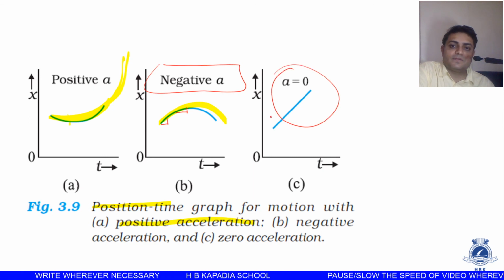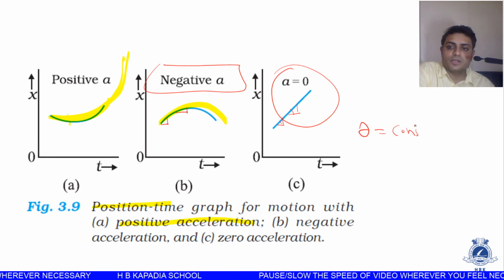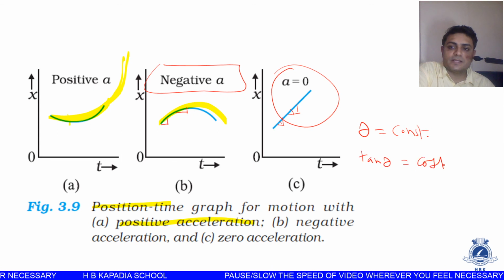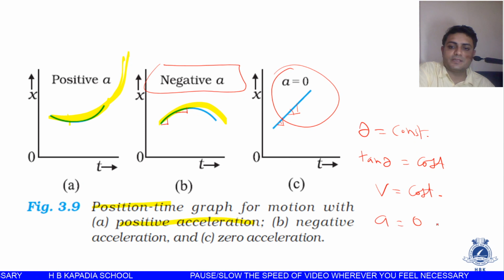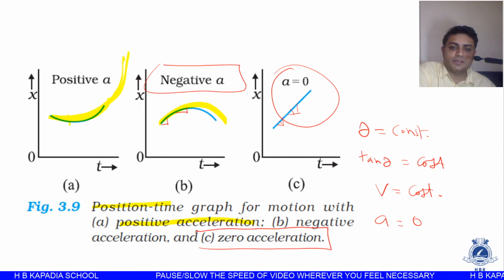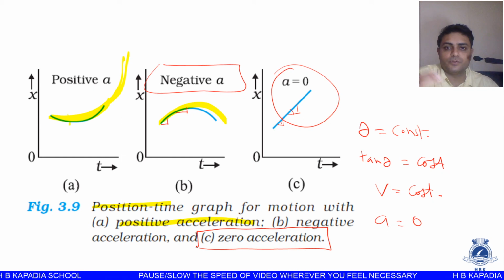For this graph, at all the points theta is not changing; theta is remaining constant. Theta is constant, so therefore we can say tan theta is constant. So if tan theta is constant, we can say velocity is constant, and if velocity is constant, acceleration is 0. So for C, it is written it is 0 acceleration, and I have shown you how the acceleration is 0.